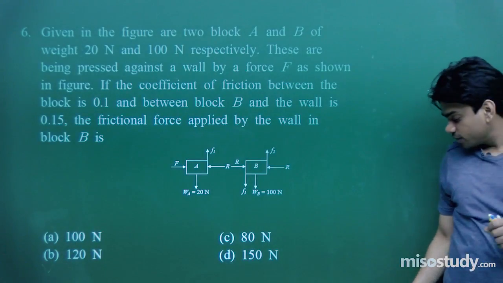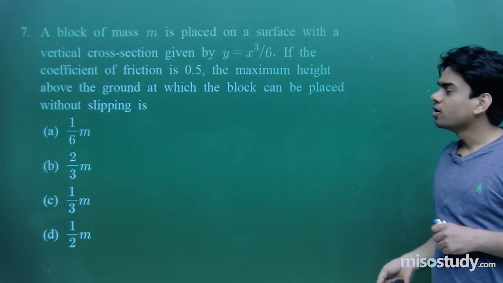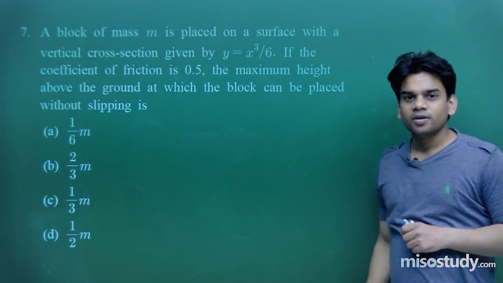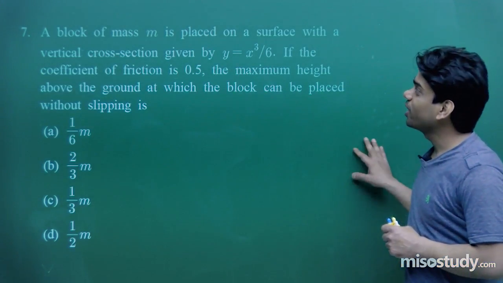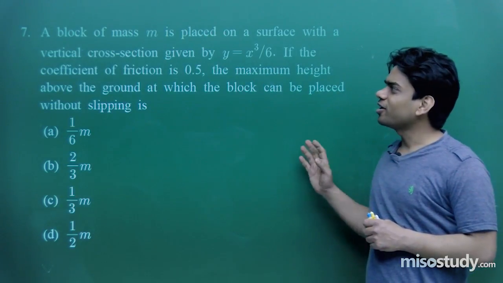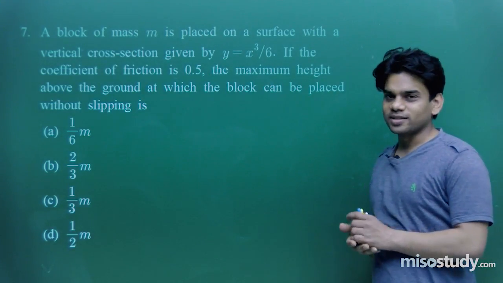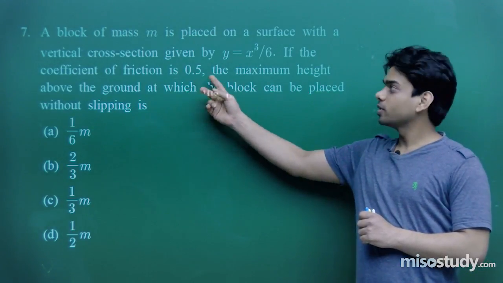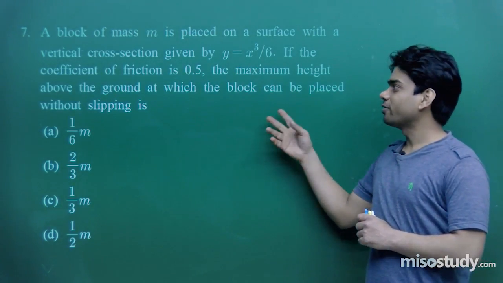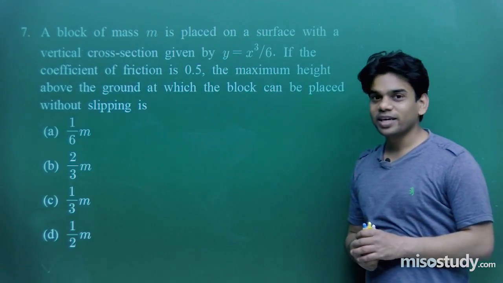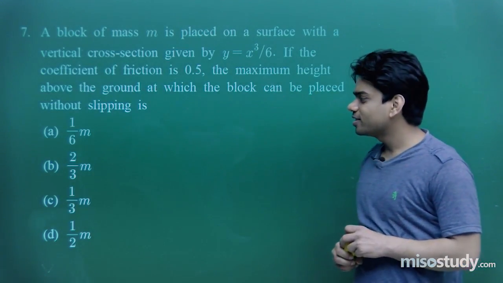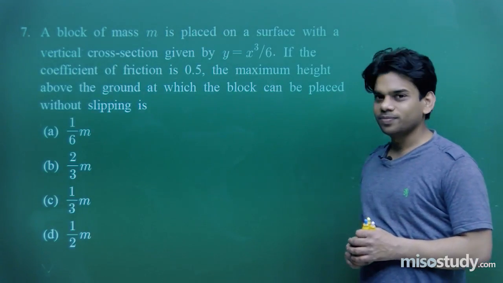So let's go ahead with the next problem that we have. Question number 7. A block of mass small m is placed on a surface with vertical cross section given by y equals x cubed by 6. If the coefficient of friction is 0.5, the maximum height above the ground at which the block can be placed without slipping is: A, 1 by 6 meter; B, 2 by 3 meter; C, 1 by 3 meter; and D, 1 by 2 meter.